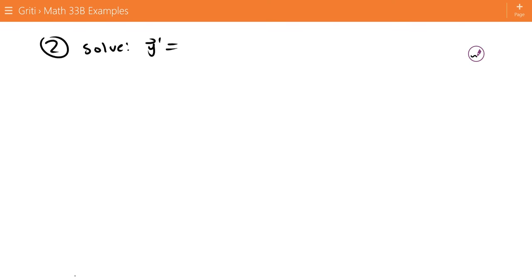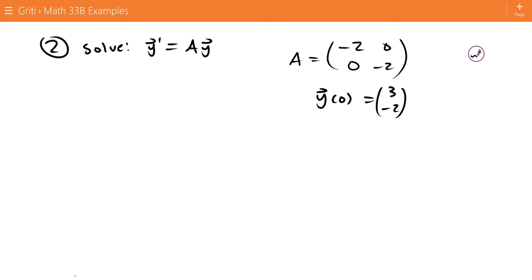Y prime equals Ay for the matrix A equals [-2, 0; 0, -2]. We're given the initial condition y(0) equals (3, -2). The way we can go about this is to find the eigenvalues. Since we have a diagonal matrix, we know the eigenvalue is -2. So we have one real eigenvalue of algebraic multiplicity 2, and we check what the eigenvectors are in this case.